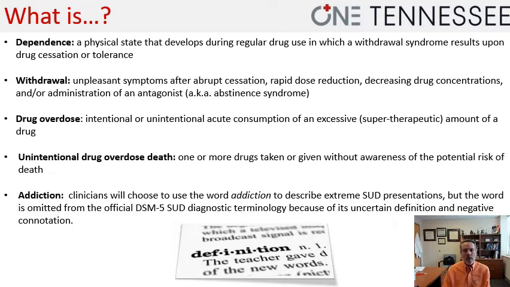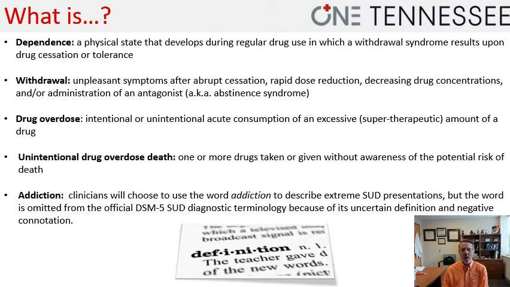Drug overdose, that's just an intentional or unintentional acute supratherapeutic dose of any kind of drug substance. You can drink too much water and dilute your blood enough to put you into a lethal arrhythmia. So too much of just about anything can cause negative consequences.